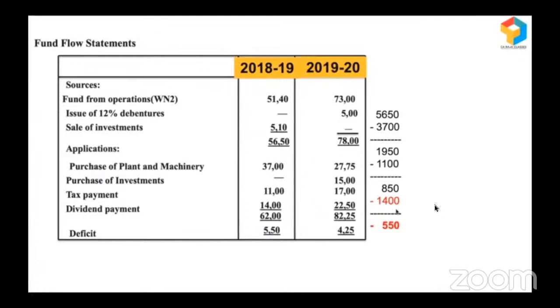When they had only 850, they paid 1,400. They simply diverted short-term funds for long-term purpose. So this is what happened in 2018-19. Ideally they could have done one thing. When they are left with the long-term funds of 850, they should have restricted their dividend to 850. In that case, there will not be any diversion of short-term funds for long-term purpose.